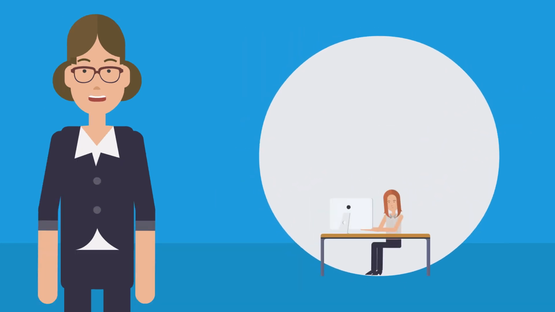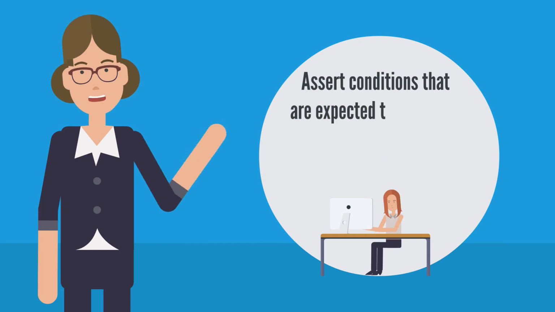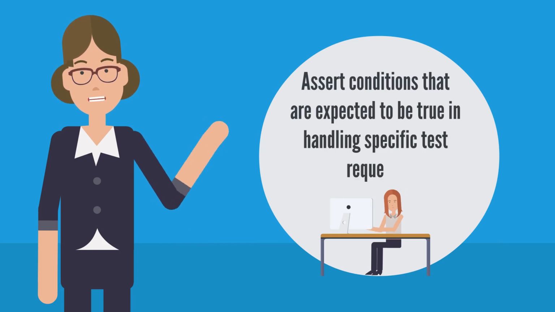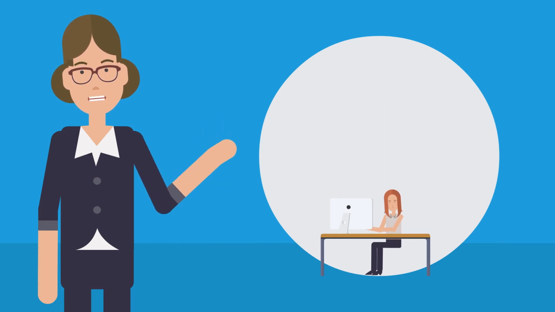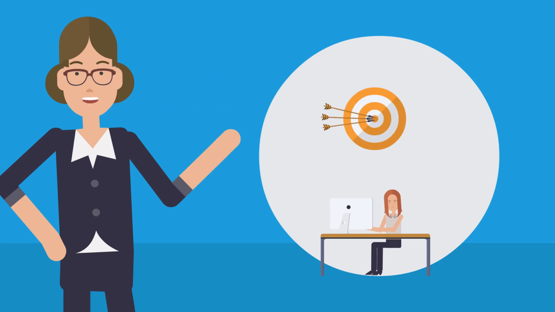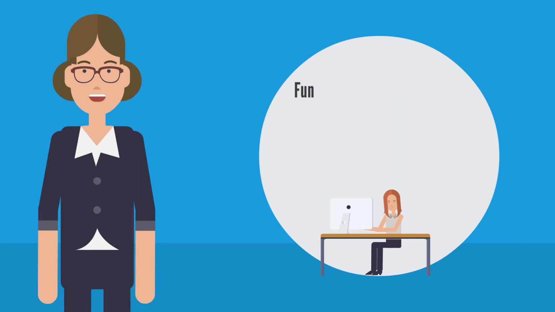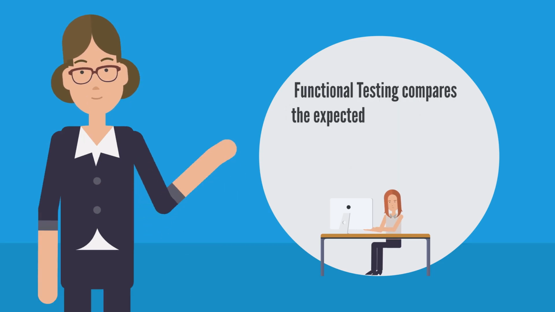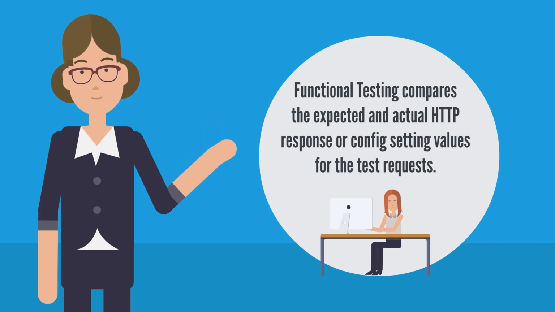Functional testing allows you to assert conditions that are expected to be true in handling specific test requests. The goal of functional testing is to check if the configuration changes work as planned. It compares the expected and actual HTTP response or config setting values for the test request.